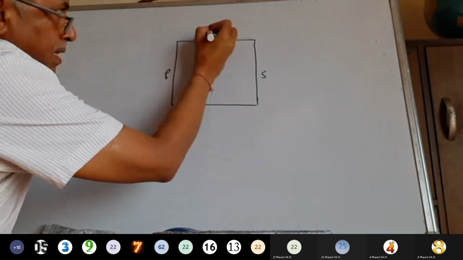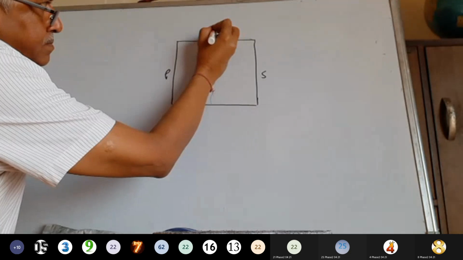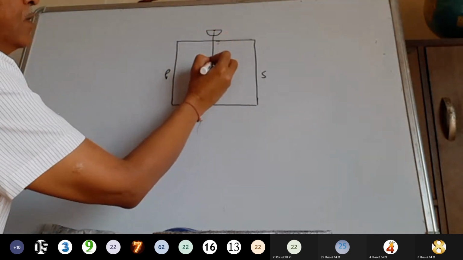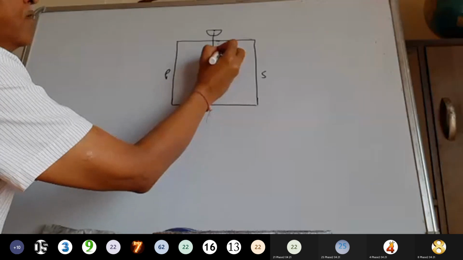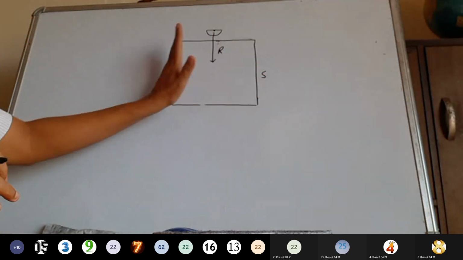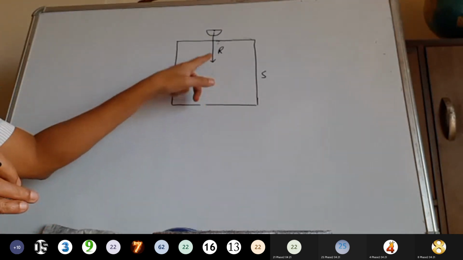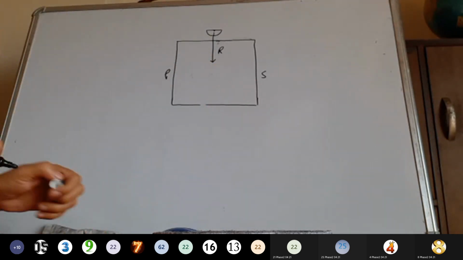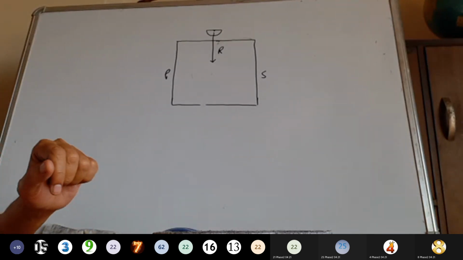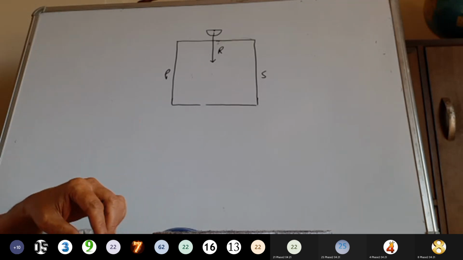Now let us say this is a magnetic compass, and let us say the force R is acting vertically downward. So this is the force R, and at this moment the vessel is upright, no list. Will this force R cause any deviation?